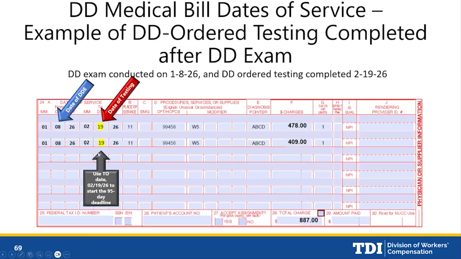So in this example, they conducted the DD exam on 1/8/26, and then it went to 2/19 because that was the date of the test. So this was an ongoing issue for many years where testing would be conducted and it would just be weeks or months later that the designated doctor would get the report. So just keep in mind, it's the date of the testing.